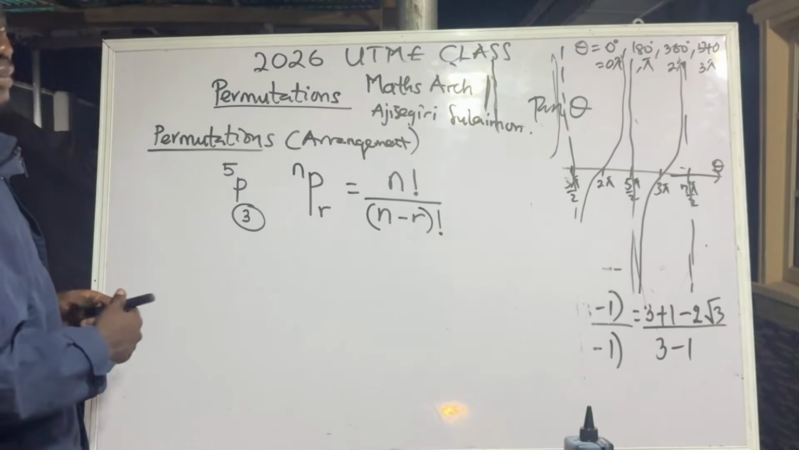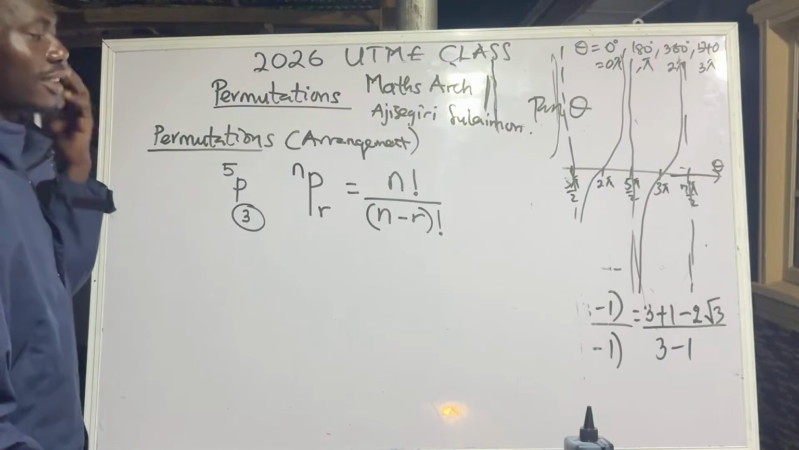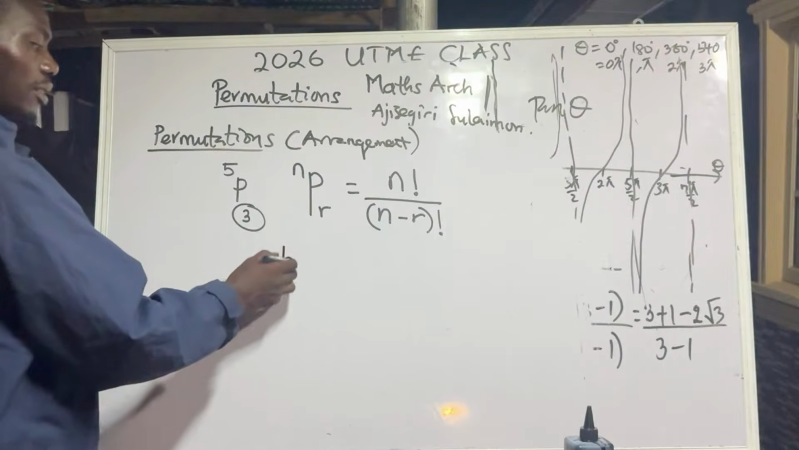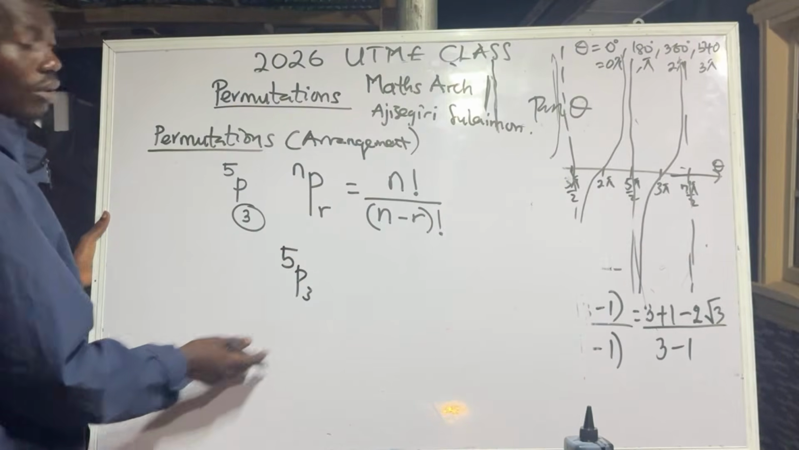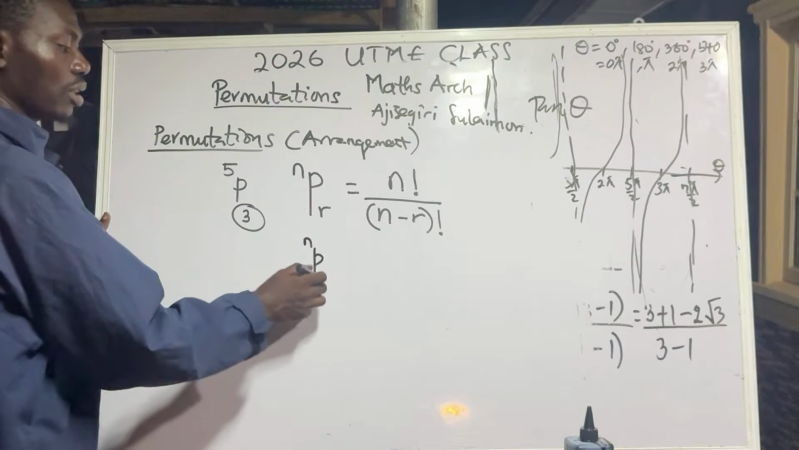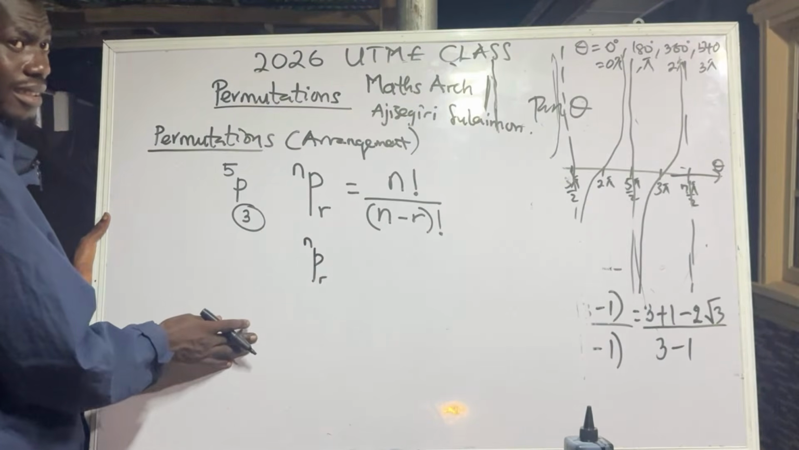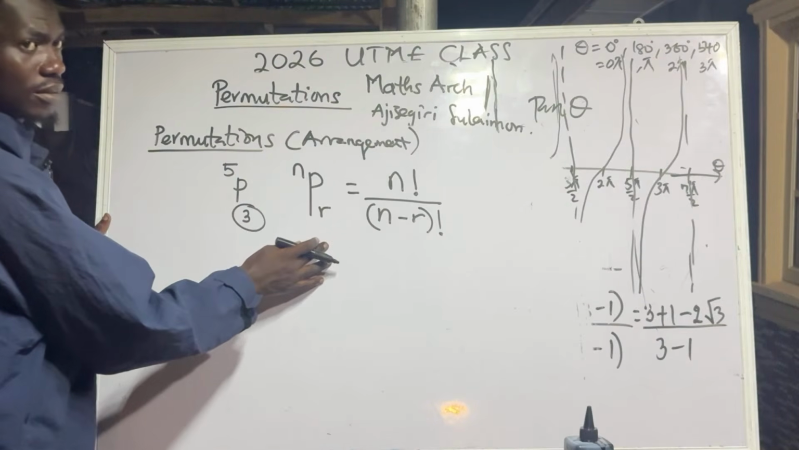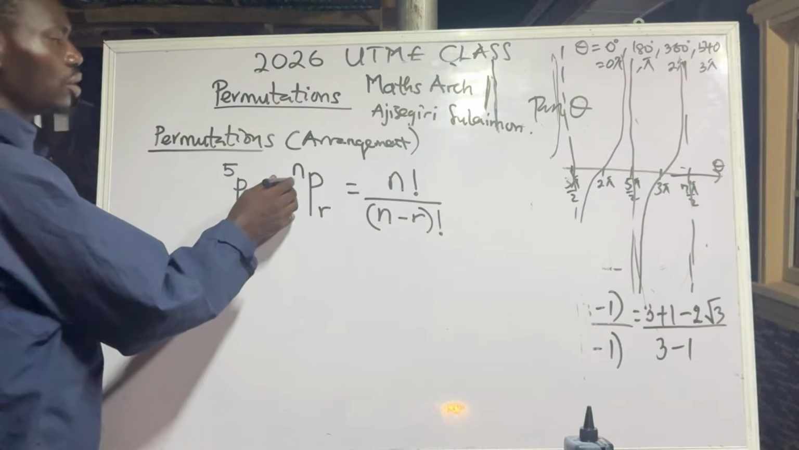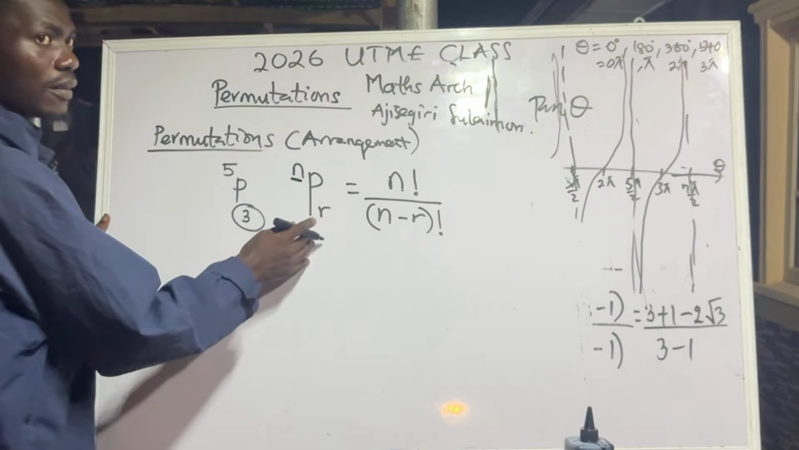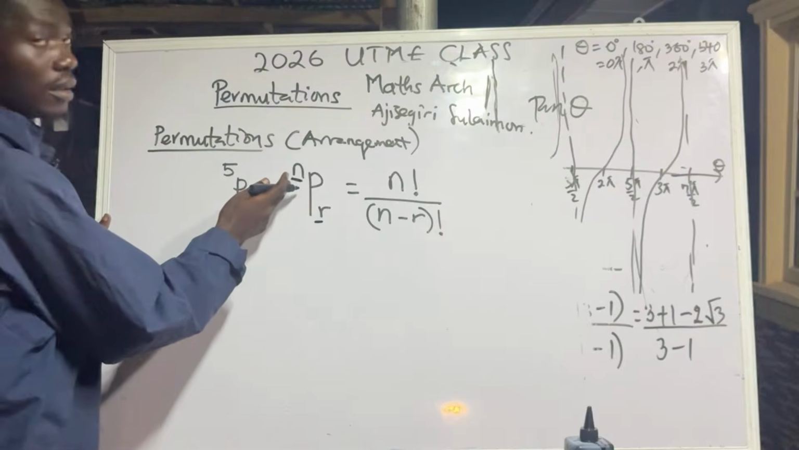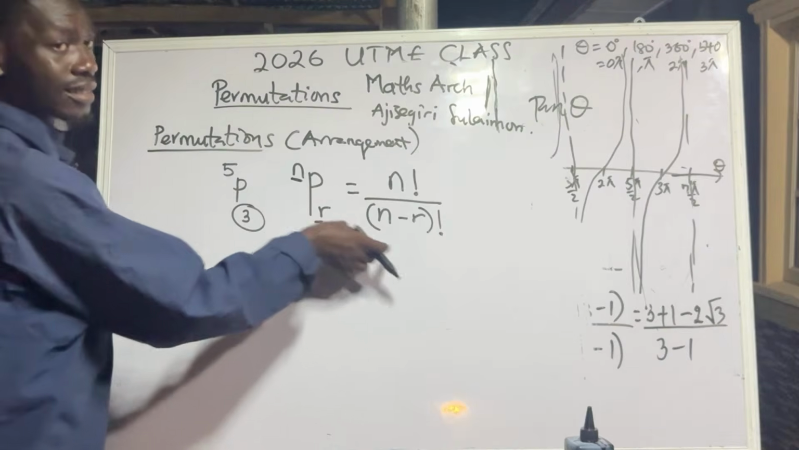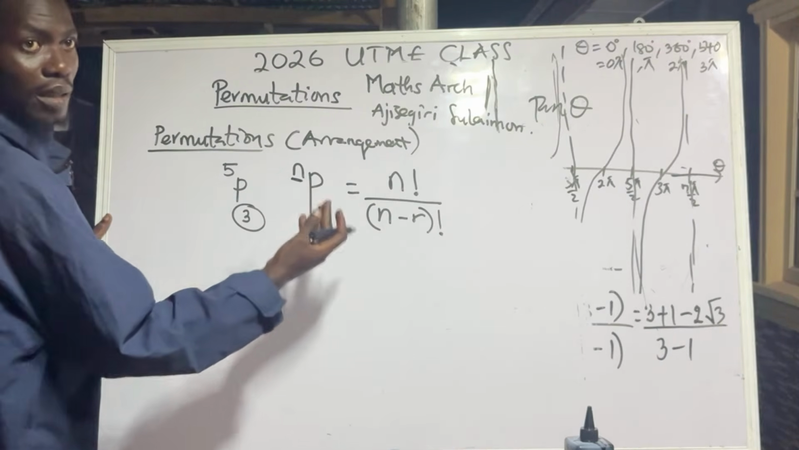Me, I used to tell my students that you don't stress it. Know this formula. They can ask you 5 permutation 3, or they will give you a question like n permutation r, and you need to solve something like that. Know also that whenever they ask you n permutation r, it means reduce this n, let it be a product of r times, that's just it.